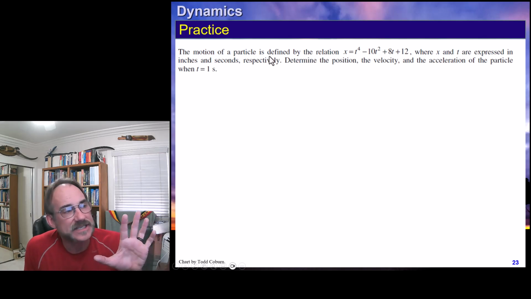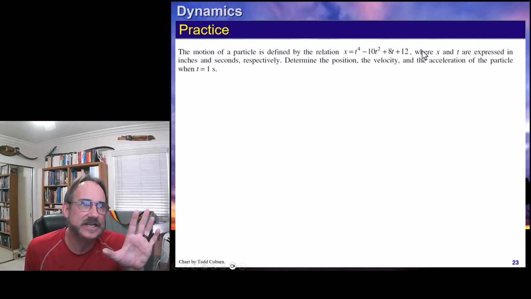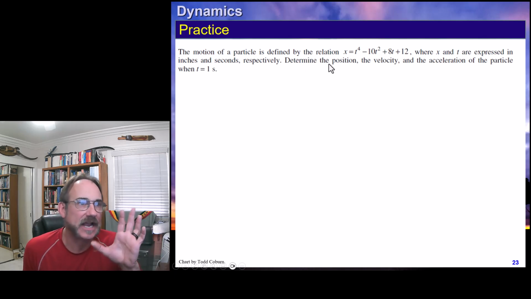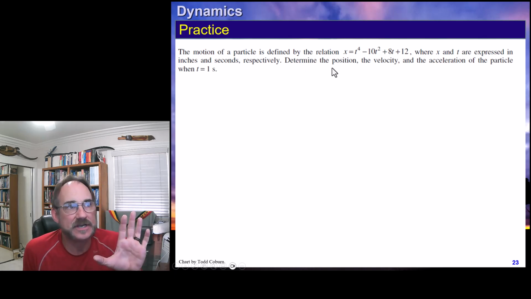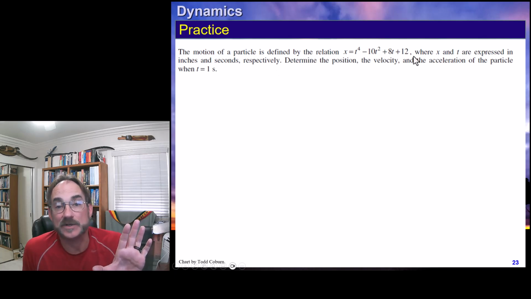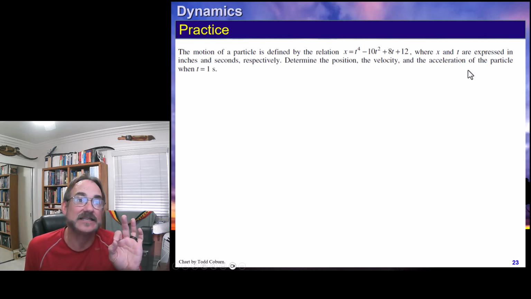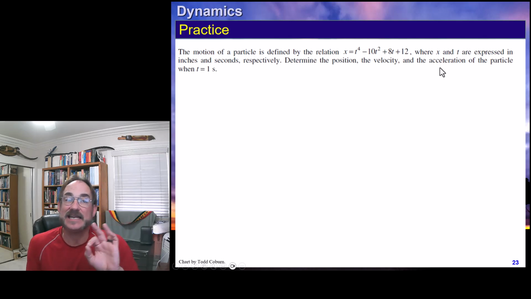Okay, let's just say that we have another particle and its motion is defined by this equation. So we have the position with respect to time, and this is the equation that we're given. Okay, and the units are inches and seconds. We want the position, the velocity and the acceleration when t equals 1. Well, to get the position at t equals 1, all we got to do is plug in t equals 1 to this equation. To get the velocity, we first have to differentiate this and then plug it in. To get the acceleration, we need to differentiate the velocity and then plug in.